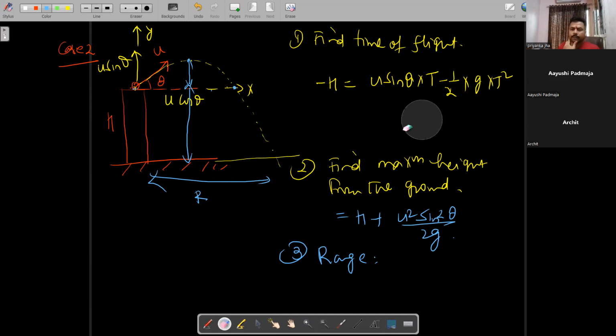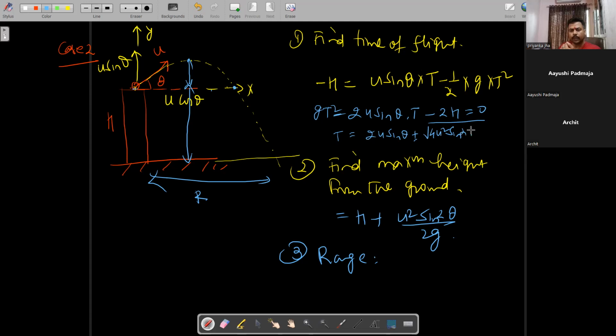See, it will be like this. Just cross multiply by 2 and bring all the terms to the left side. So it is gt squared minus 2u sine theta into t minus 2h equal to 0. So now t can be written as minus b plus minus under root b squared minus 4ac, that is 4gh upon 2, like this.